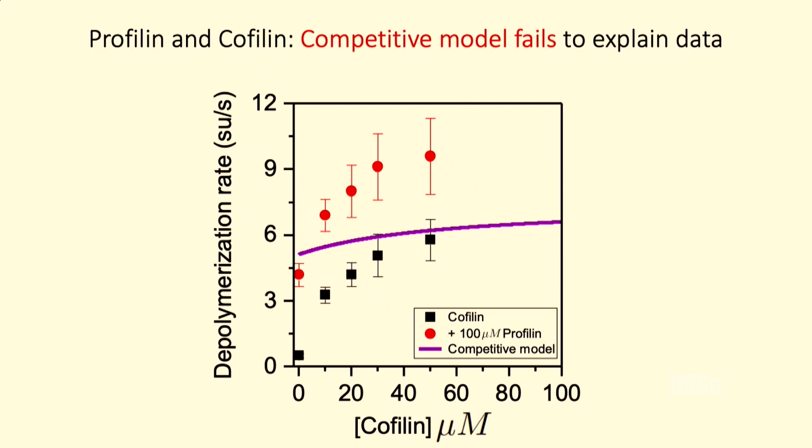So what it tells you is that it hints towards some sort of cooperation between the proteins. In other words, you cannot have such high rates of depolymerization without their simultaneous presence at the barbed end and overall increase in the depolymerization rate.